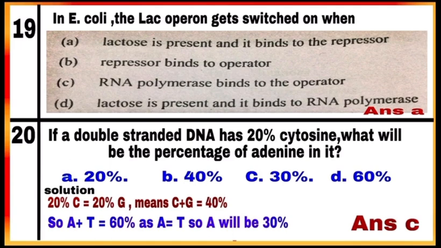Question 20. If a double-stranded DNA has 20% of cytosine, what will be the percentage of adenine in it? If cytosine is 20%, then adenine will be 30%. Check the solution to get the answer. So here option C is correct.